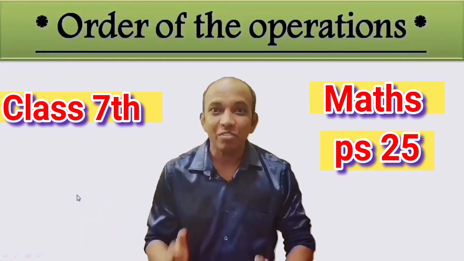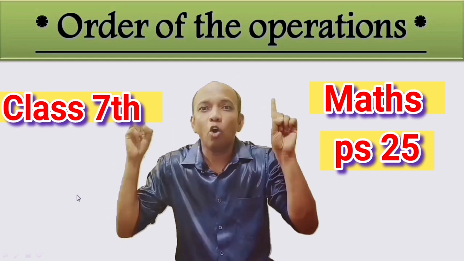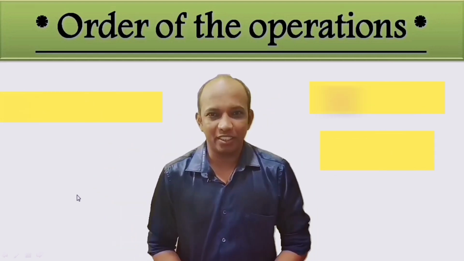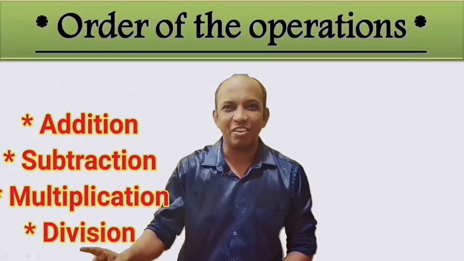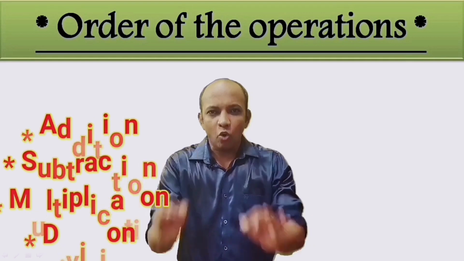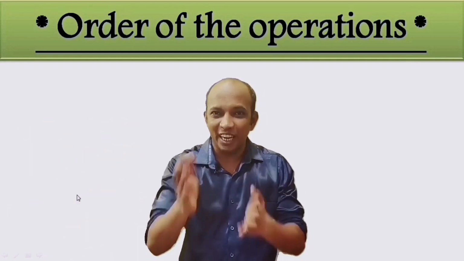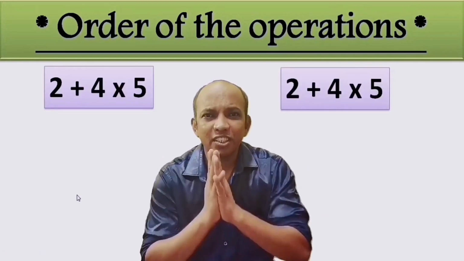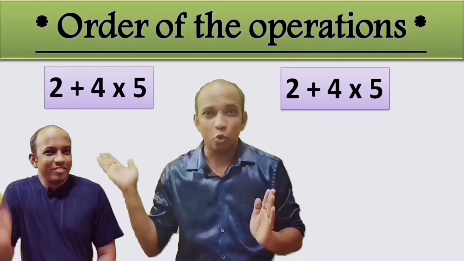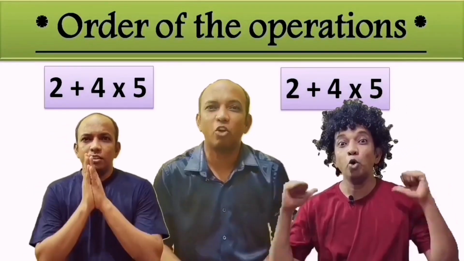This is Sachin sir and today we will try to understand what exactly order of operation means. These operations are nothing but addition, subtraction, multiplication and division. And while solving these operations, we have to follow a particular order to get the correct answer. Don't believe me? Okay, we will give the same question to two different individuals, Sonu and Monu, and let's see what answer they get if they follow different orders.